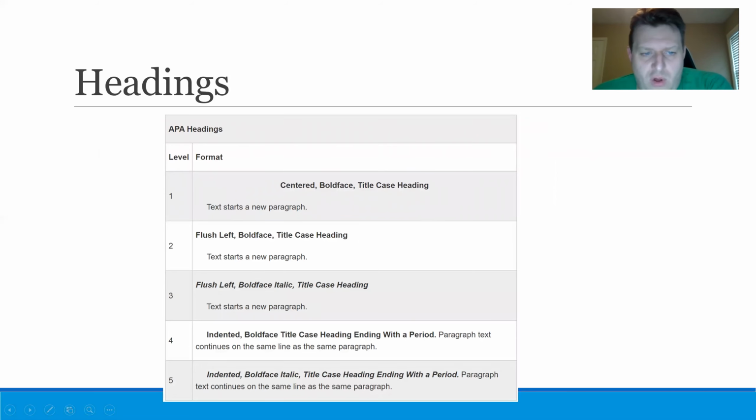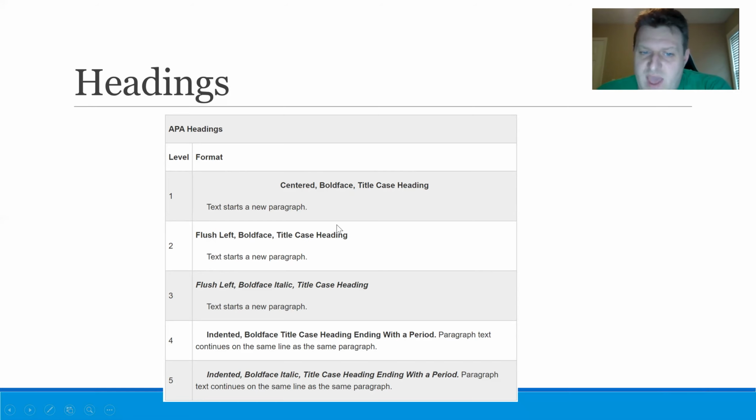So here are all of the headings. You start off with level 1. These are centered, bold-faced. And the text starts immediately afterwards on the next line, but the text is left justified. For level 2 headings, the only change is instead of being centered, it is now to the left.